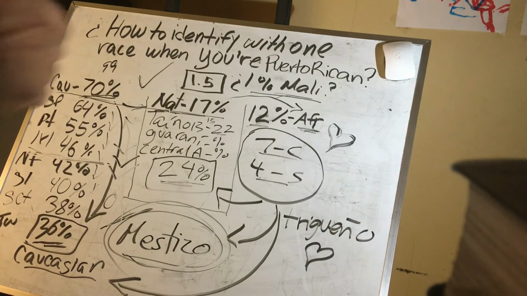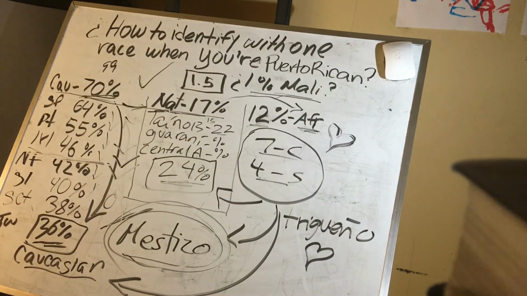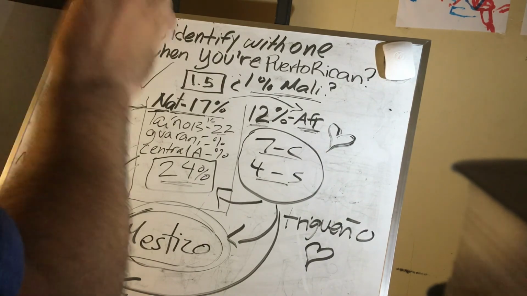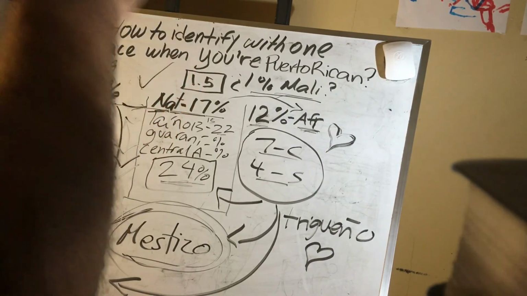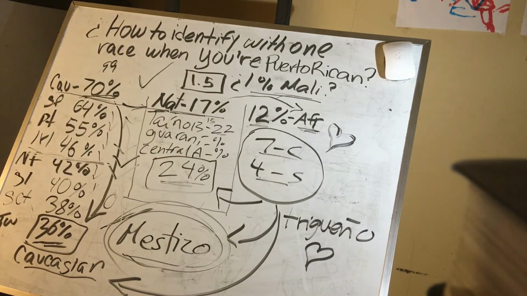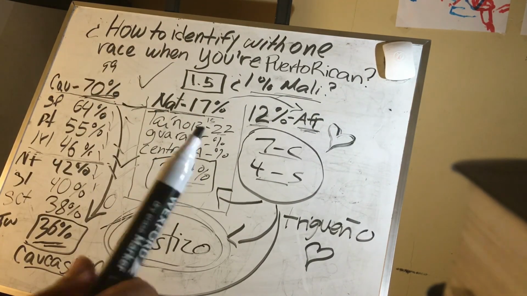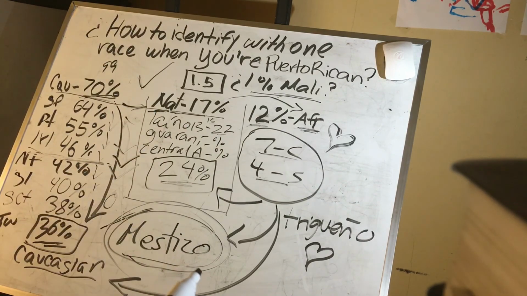So, how to identify with one race when you are Puerto Rican? It's all up to you, but there is genotypical information. There is phenotypical information, and I suggest that you may follow it, and this is what I am doing. I wanted to make sure why was my look the way that I looked. When I looked in the mirror, I didn't see the African in me.